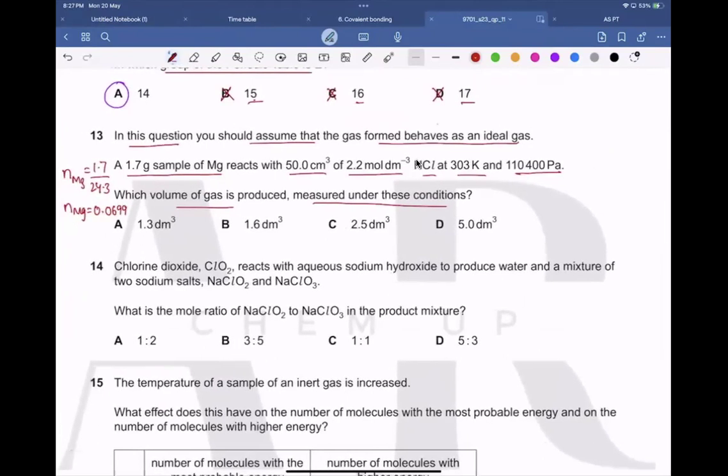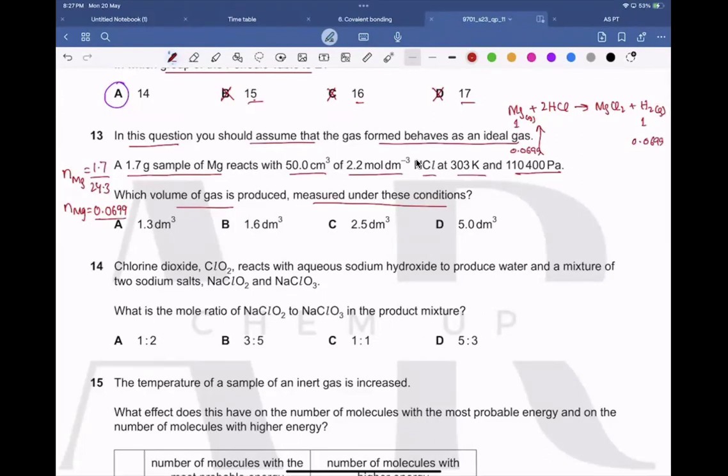Now, let's have a look at the equation. When magnesium reacts with HCl, we are going to get magnesium chloride and hydrogen gas. If I balance the equation, I need to put a 2 over here and the equation is balanced. So if you see, the mole ratio of magnesium and the hydrogen gas is 1:1, right? So it means if these are the moles of magnesium, 0.0699, then the moles of hydrogen produced must be 0.0699. Is this understandable to all of you?